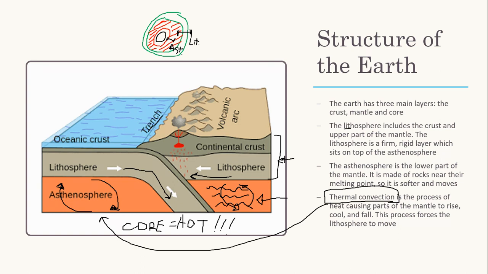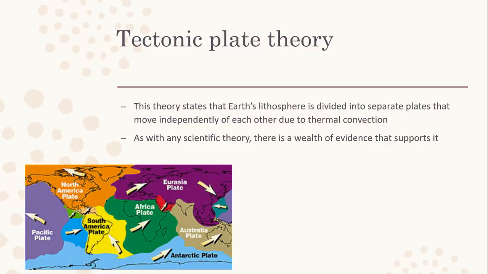There's cycles like this all over the Earth, and that's going to move its respective plates. Moving on, this is tectonic plate theory, or plate tectonic theory. This theory states that the Earth's lithosphere is divided into separate plates that move independently of each other, meaning all by themselves, due to thermal convection. That's how the two connect.